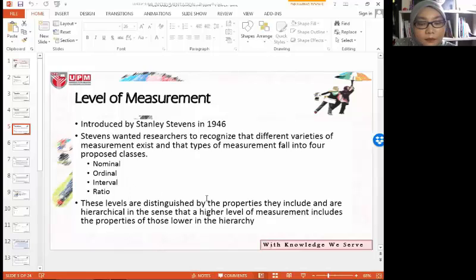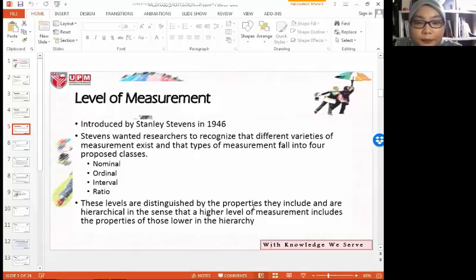Okay, and these levels are distinguished by the properties they include and are hierarchical in the sense that a higher level of measurement includes the properties of those lower in the hierarchy. Okay, so based on the hierarchy, the lowest is actually nominal, followed by ordinal. Next are interval and ratio.